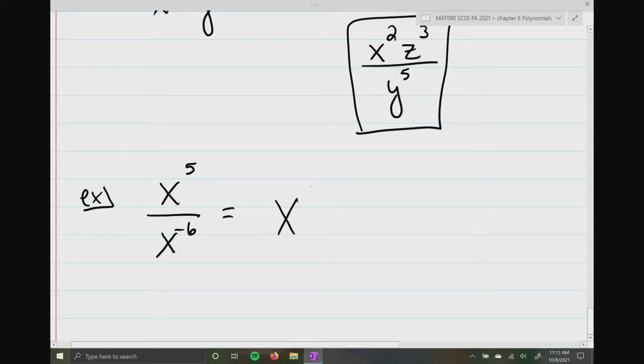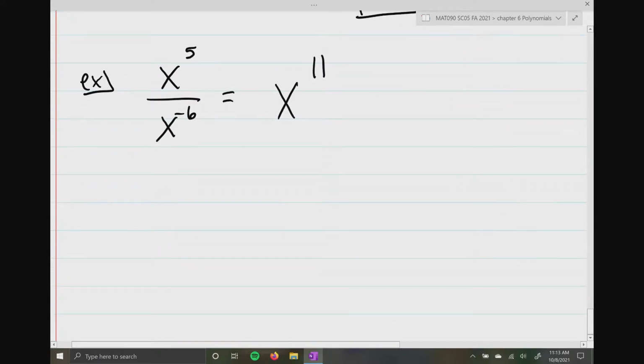The answer to this is x to the 11th. So how in the world did I get x to the 11th? Well, what rule do I need to use here? What do you think? What rule do I need? The negative exponent rule.